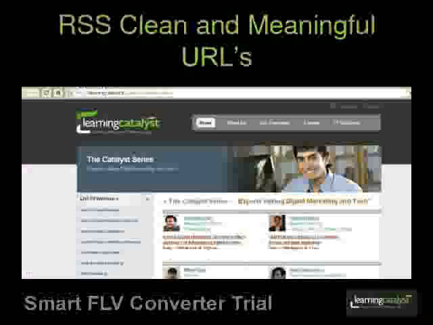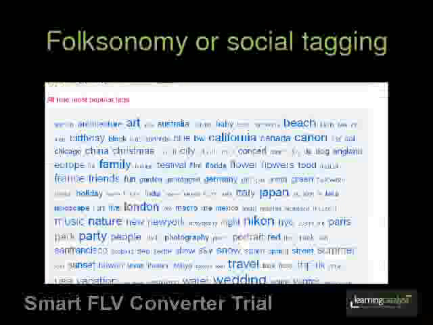Okay, and the next one. Yeah, okay, now the next is when we talk about clean and meaningful URLs.